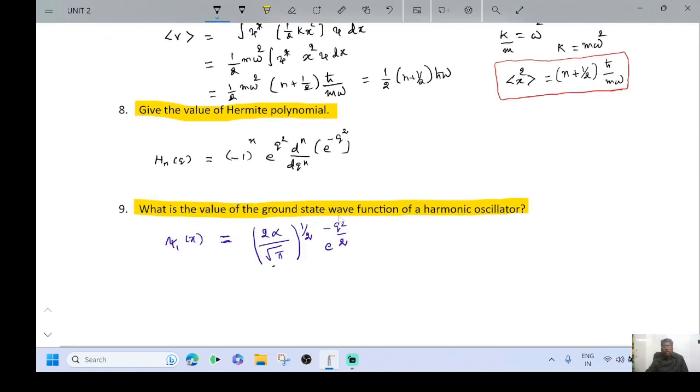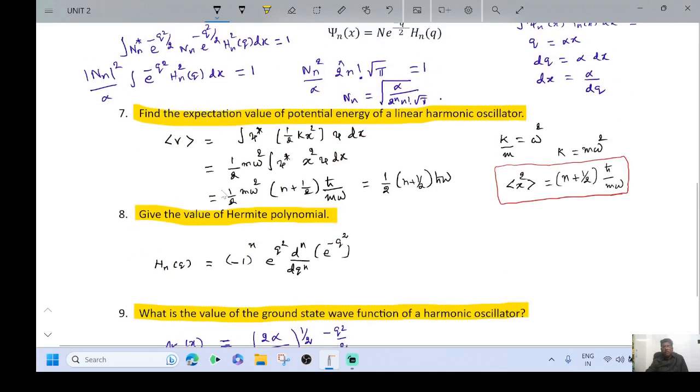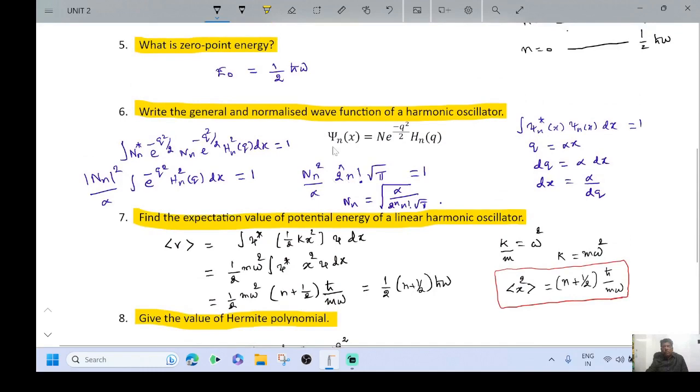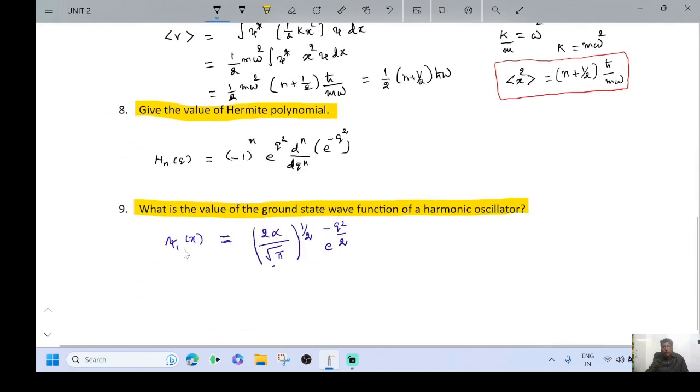What is the value of the ground state wave function of a linear harmonic oscillator? If you put n = 0 in this wave function, we get our ψ0(x), that is the ground state wave function. That is (α/√π)^(1/2) e^(-q²/2). Here the ground state is represented by ψ0, n = 0. This is our ground state wave function.